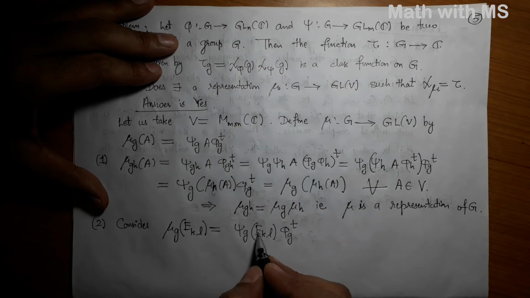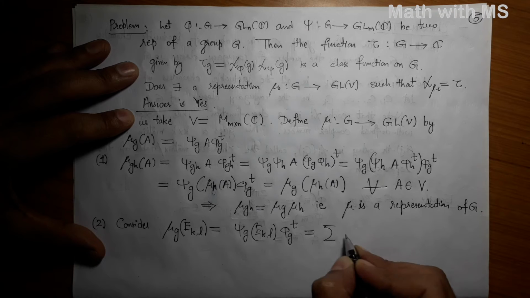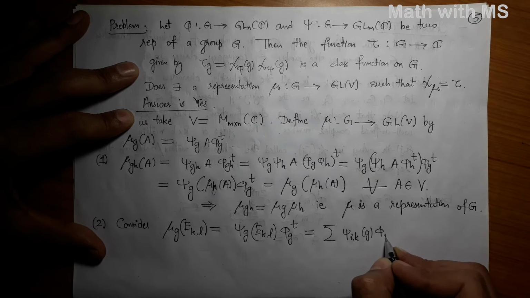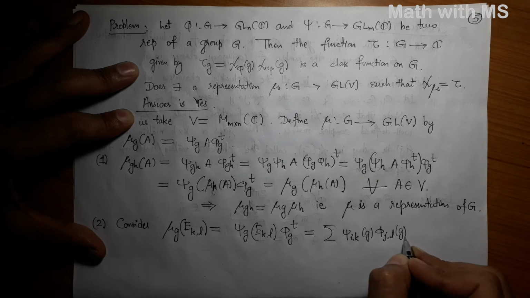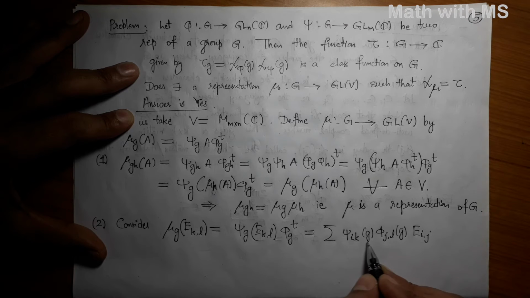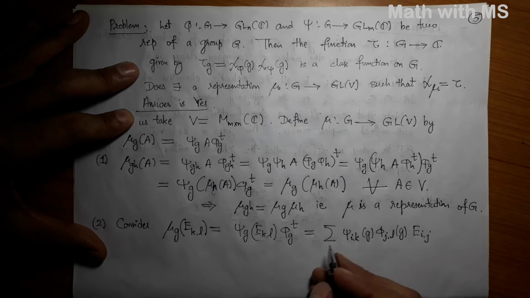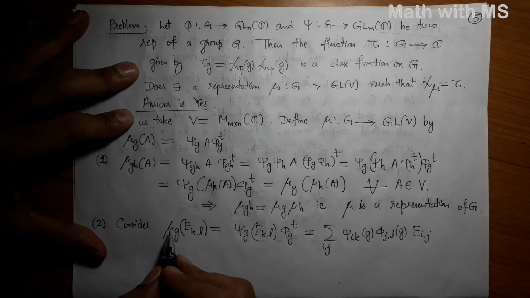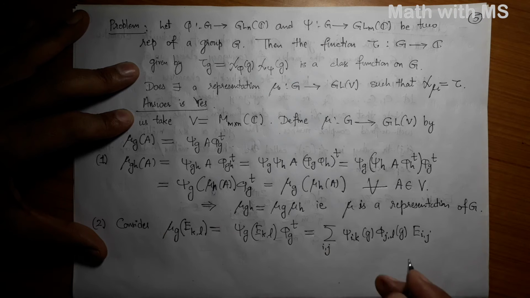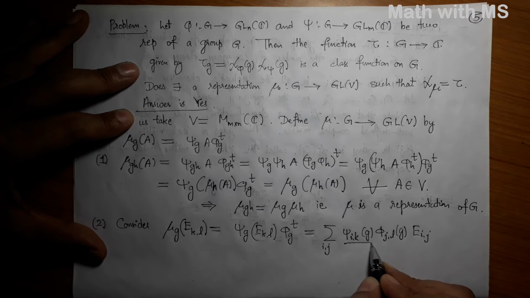Okay, but there is only one non-zero entry in this matrix, and you can actually find out the entry, which turns out to be summation psi ik of G phi jl of G times Eij. Observe that this is a complex number, this is a complex number, Eij is a matrix, and i and j run over the indices. So I have found the value of this operator mu g on this basis element. I have to again write it as a linear combination of this basis. It turns out to be this linear combination. Observe that this is a complex number.